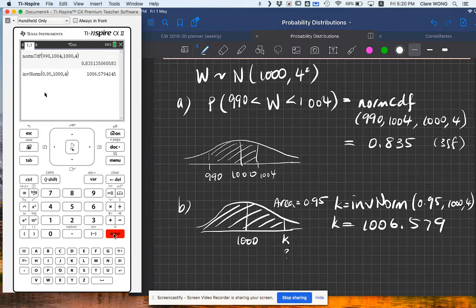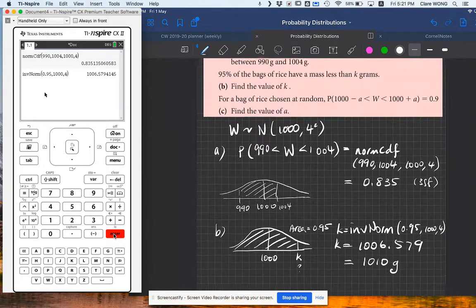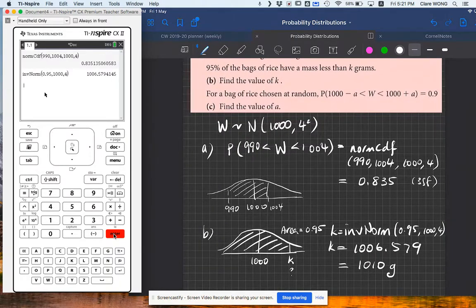1,006.579. Now, if we stick to the rule saying that we need to round it to 3 significant figures, then starting from 1, it is 1, 2, 3, and you must round the 6 up, so you will get 1,010. In other words, 95% of the bags of rice have a mass less than 1,010 grams.